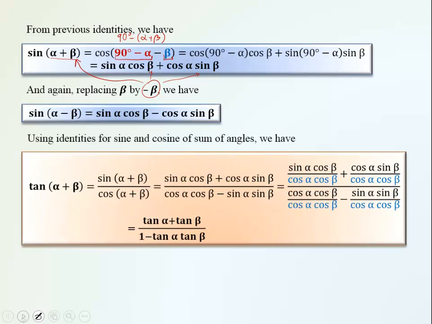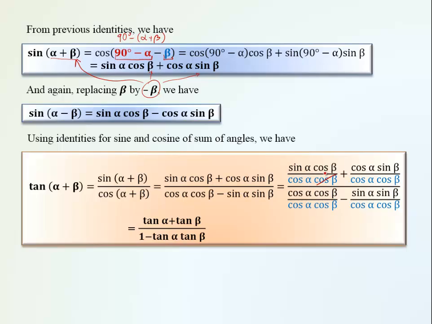And using these formulas, we can create a formula for tangent of sum of angles. As we know, tangent is the same as sine over cosine, so let's write it down. Then we can use formulas that we already developed for sine of sum of angles, that's in the top, and cosine of sum of angles from the previous slide, that's in the bottom. Now we're going to divide the numerator and denominator, all terms, by cosine alpha, cosine beta. This causes a lot of cancellations.